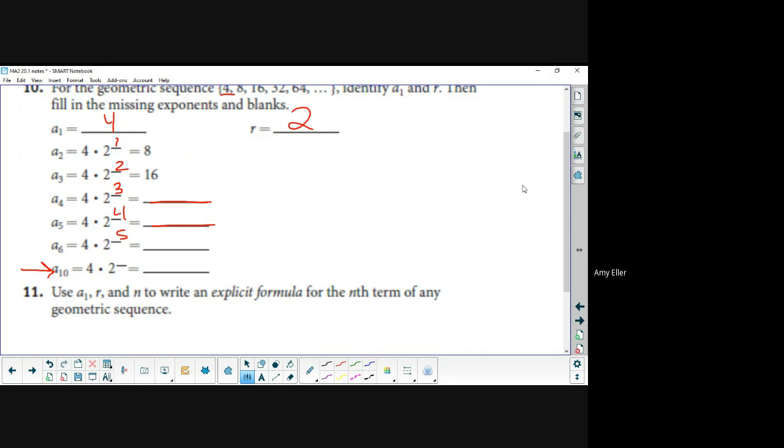Allie, what number did you put down here for this 10th one? Very good. We've noticed it's going to be one less because you don't multiply by the ratio to get the first term, just every term after that.